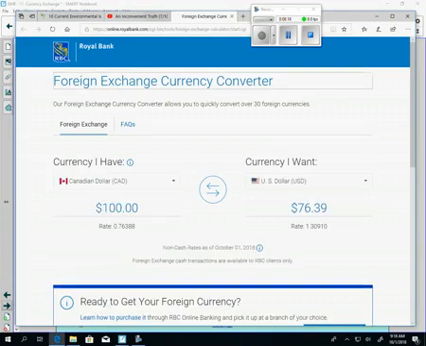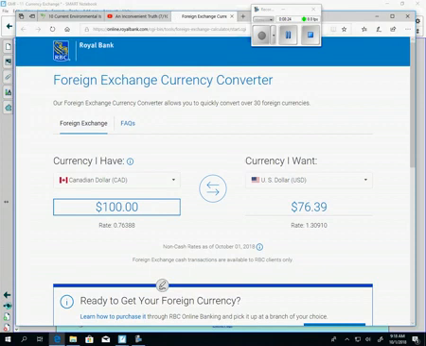Okay, so let's say I have $100 Canadian. I want to change it to American dollars. Well, today, it's only worth $76.39. I'm going to get 76 American dollars. I'm not going to get $100. My $100 Canadian is only worth 76.